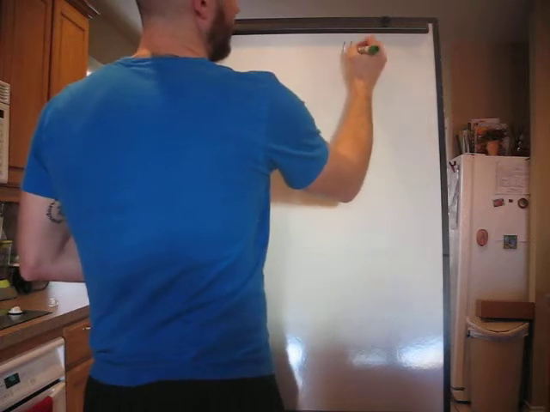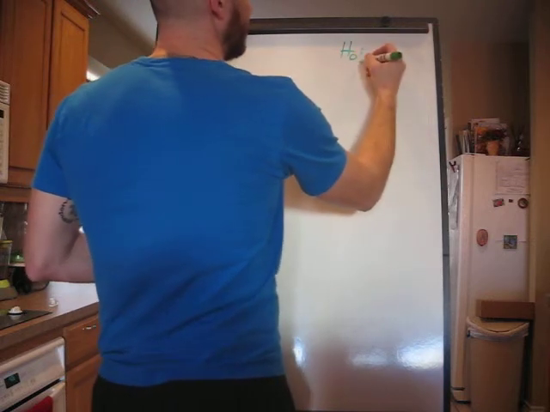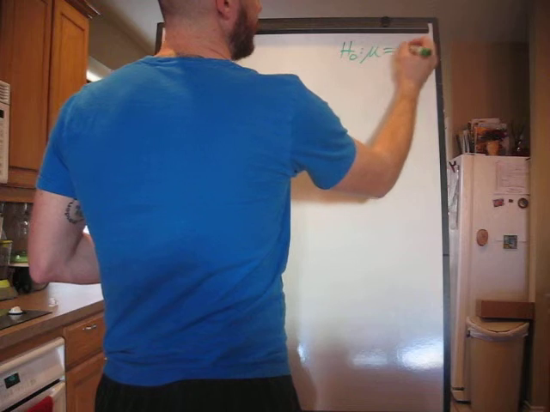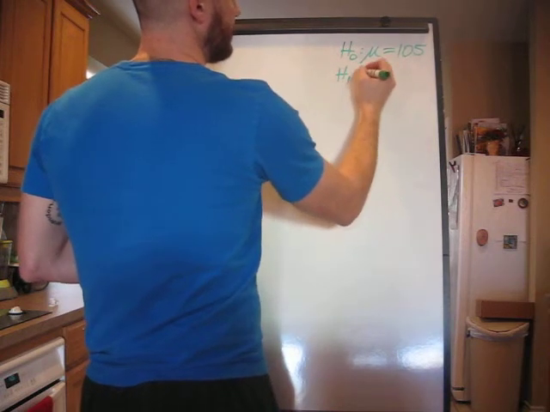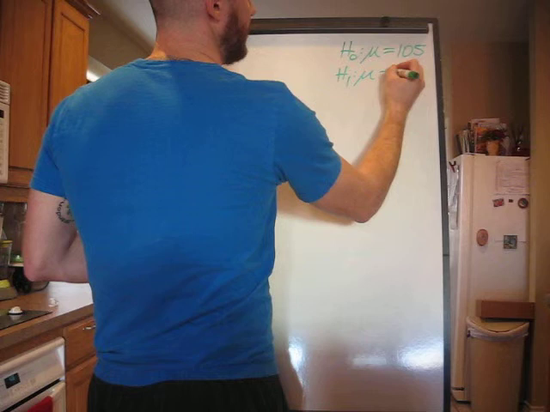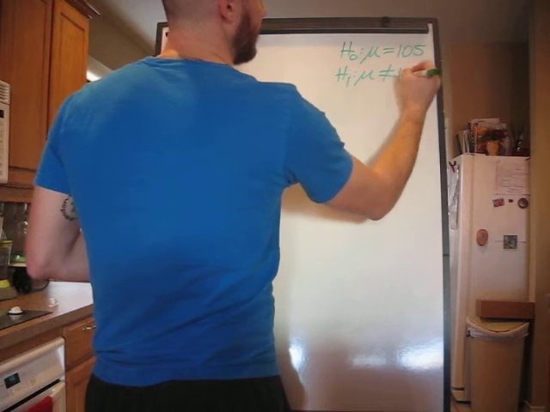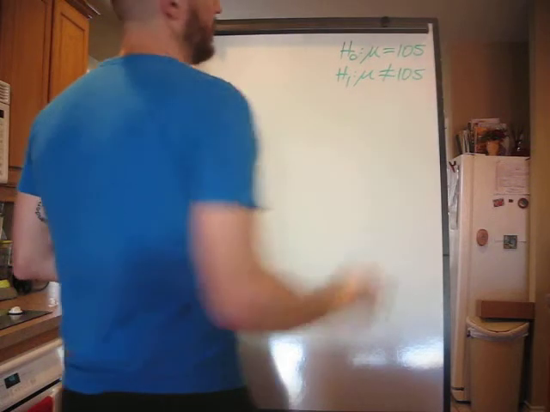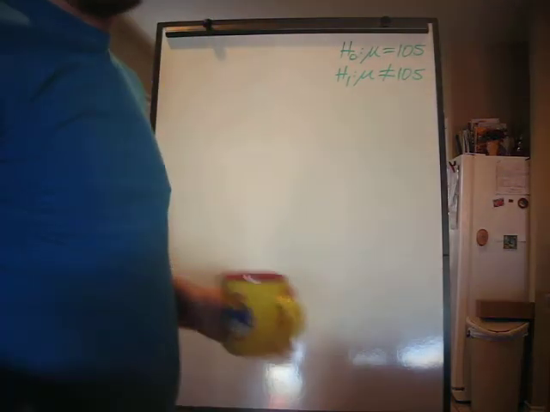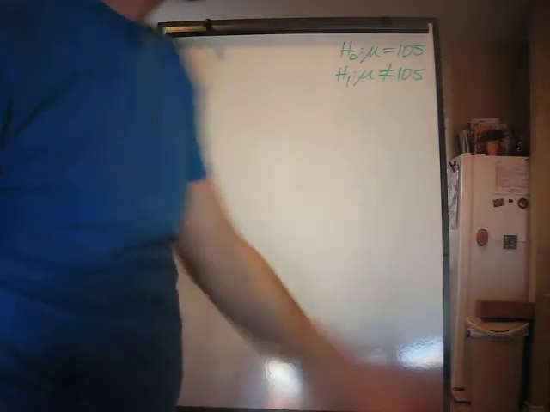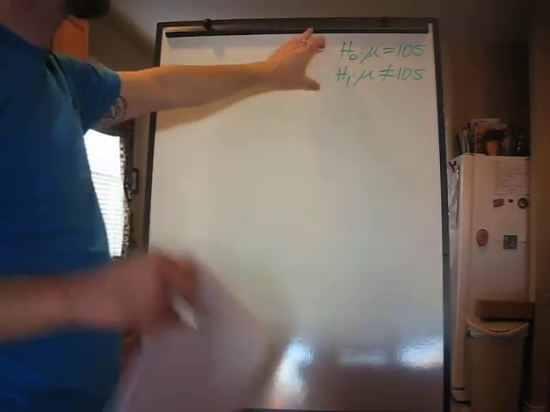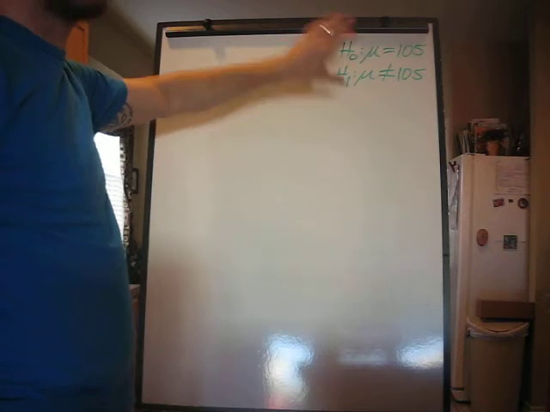First of all, our H naught is mu equals 105. Our H1 is mu does not equal 105. Now just seeing that, let's talk about everything we already know.